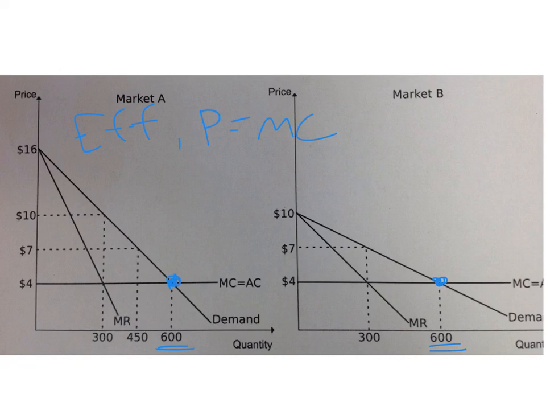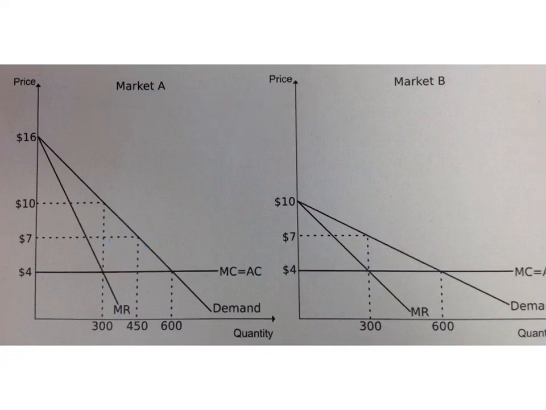We already saw that they're going to produce 300 in each market, so our deadweight loss is going to be given by the sum of these two triangles. This one over here tells you how much deadweight loss there is in market A, and this one over here tells you the deadweight loss in market B. Not going to run the calculations on that one. I'll leave those up to you to calculate.